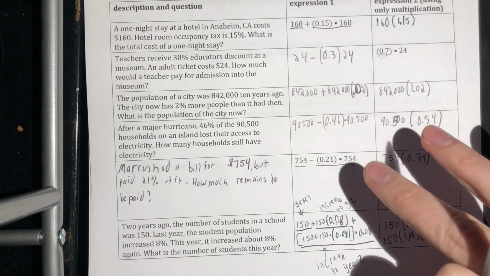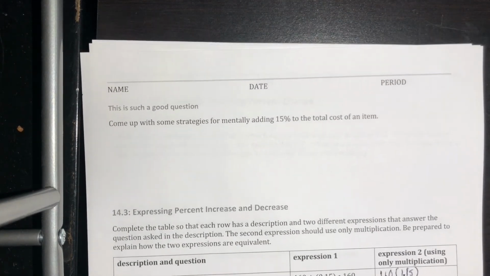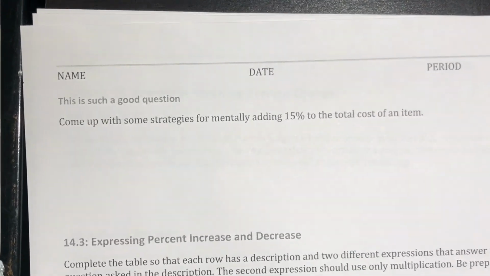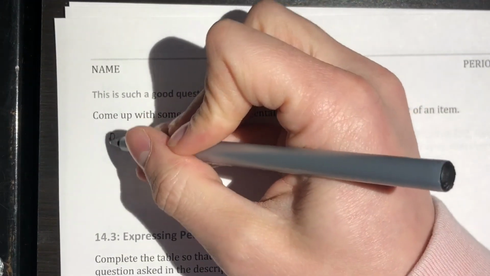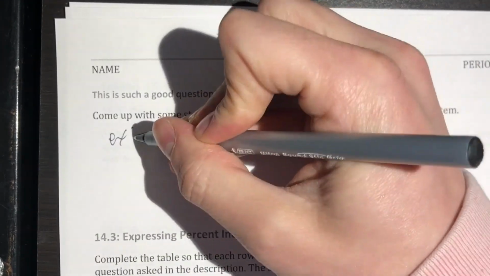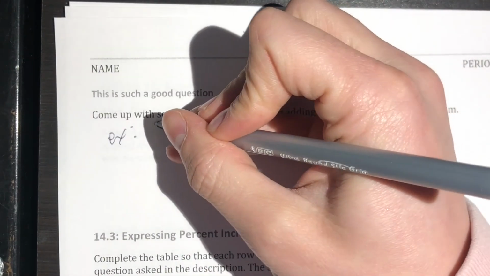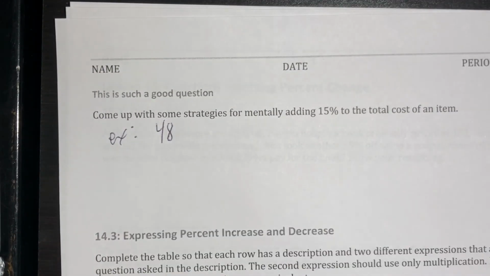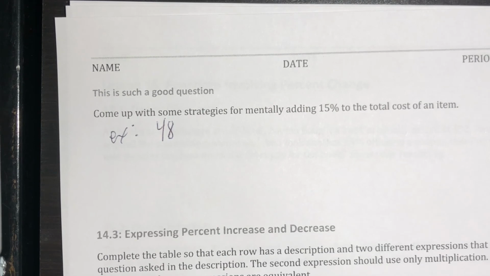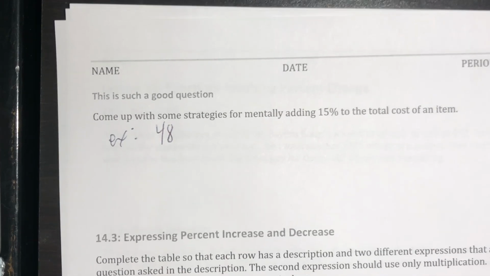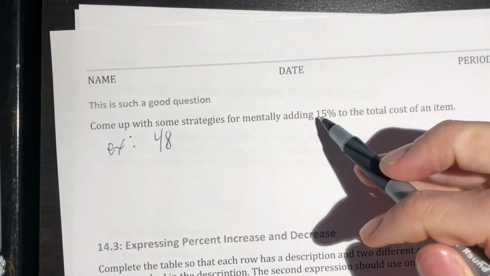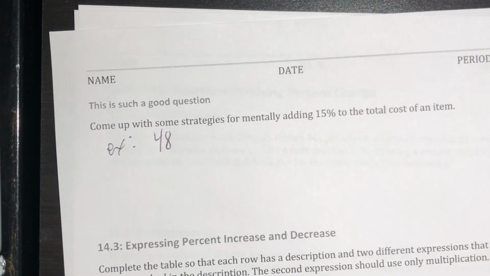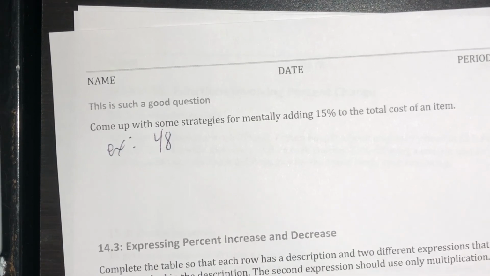And now we're going to talk about our strategies for mentally adding 15%, because no one wants to whip out their calculator when they're shopping to figure out what 15% is going to do to their total. So let's just say, for example, I'll pick 48. It's not a terrible number, but it's a realistic number. So, for mentally adding 15% to the total cost of an item, and I know what you're thinking. You see mentally, you see 15, you see percents. You're waiting for me to just do it for you. That's fine, whatever. Let's talk about strategies.